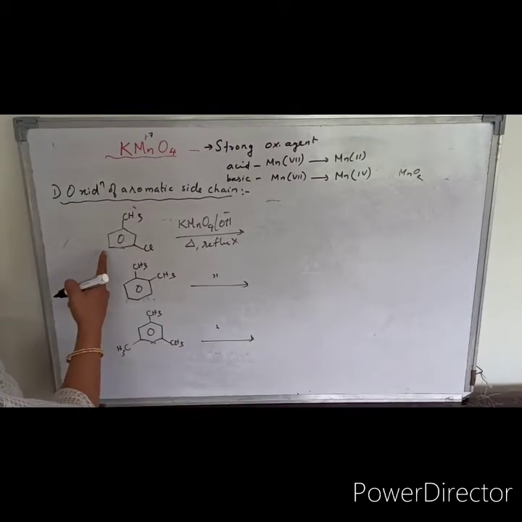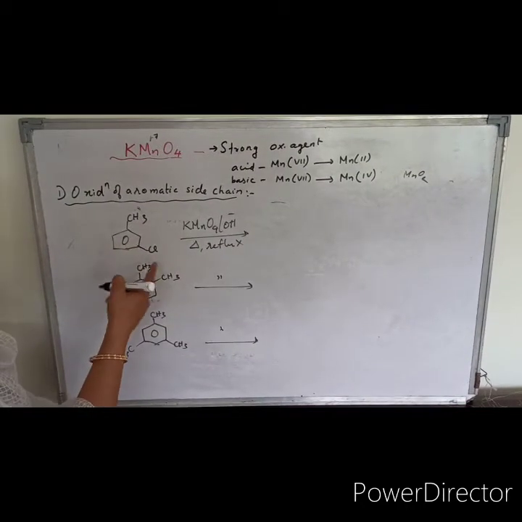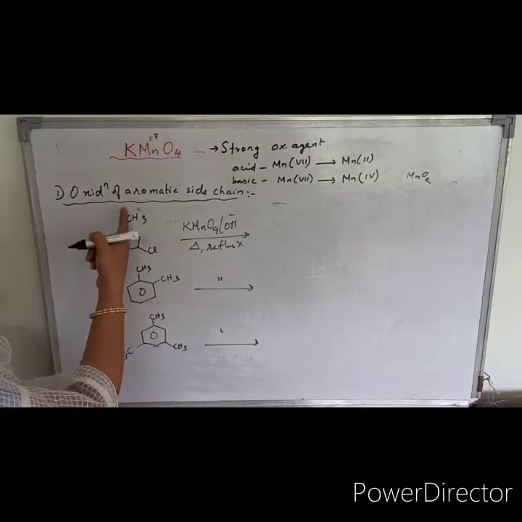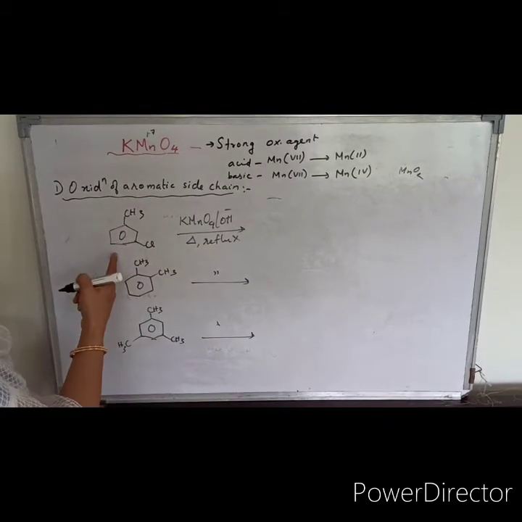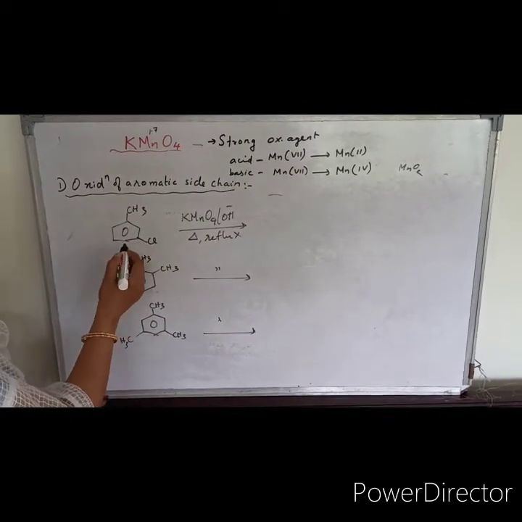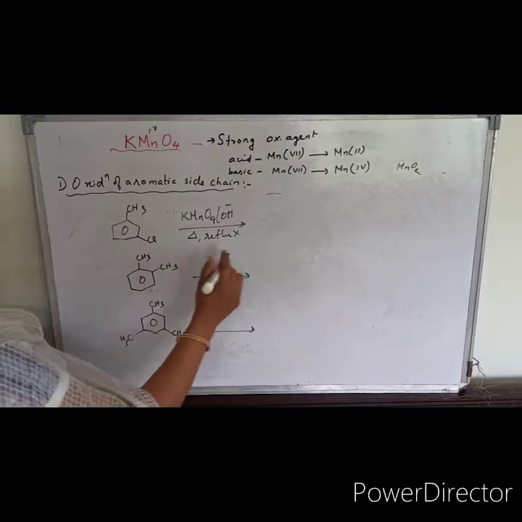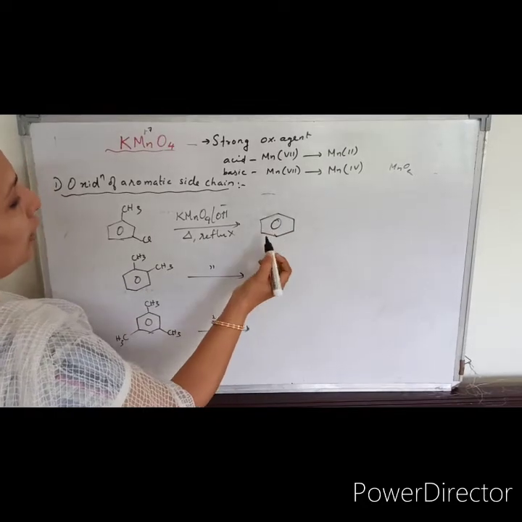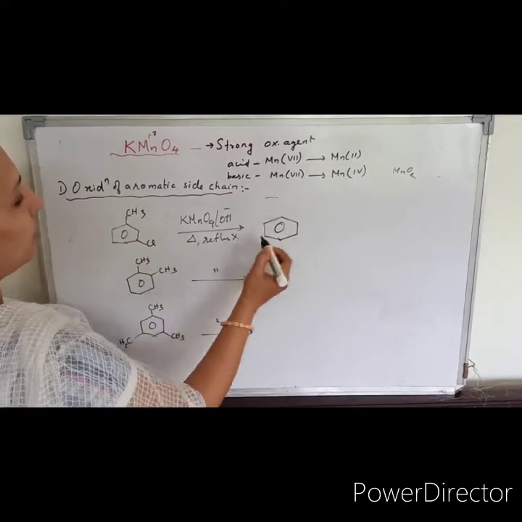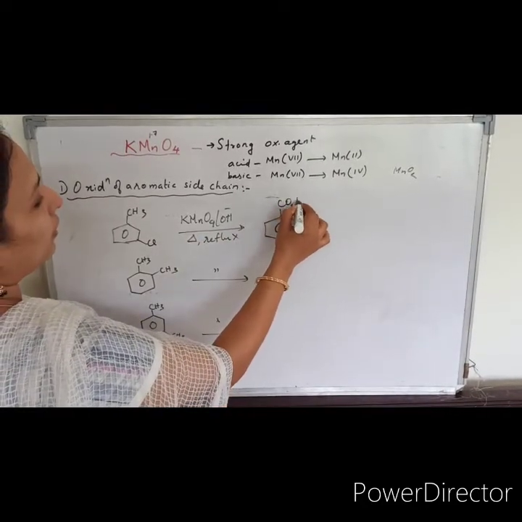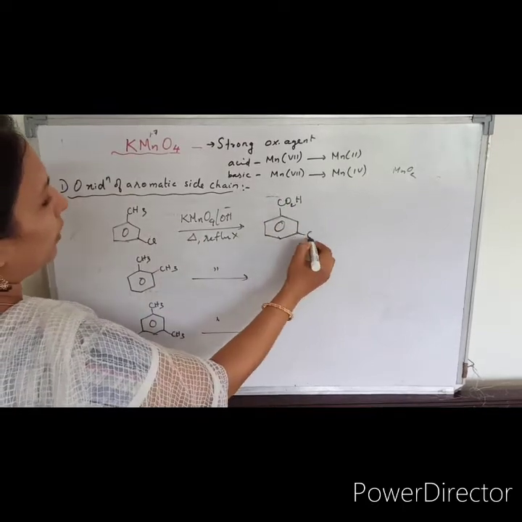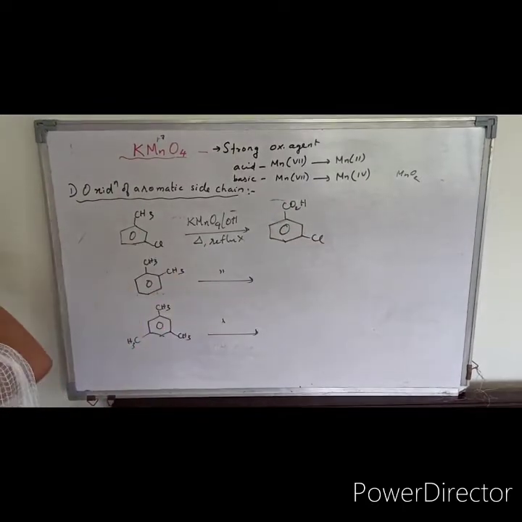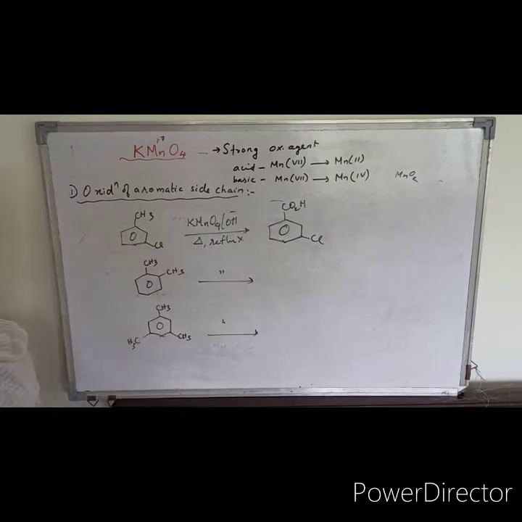Now we will see the substituted case. What is the role of KMnO4 on a substituted alkyl benzene? Here you have chlorine at the beta position. No matter what the substituent attached to it is, you have to see only whether the alkyl side chain has alpha hydrogen or not. Here there are 3 alpha hydrogens, so it will be readily oxidized to beta-chlorobenzoic acid.